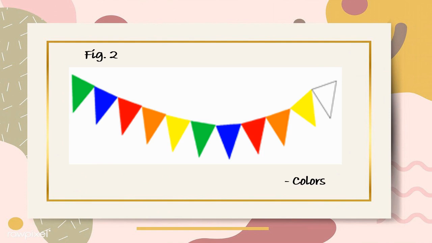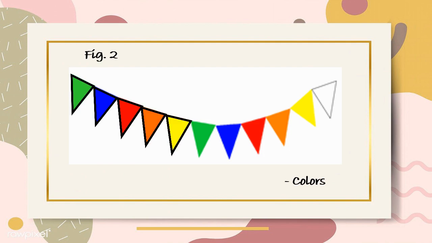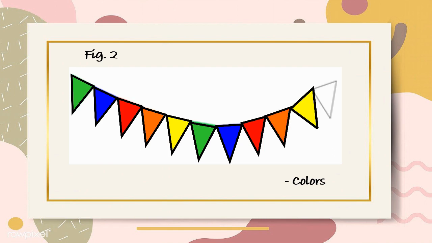Yes, that is correct. The colors of the banners. We have green, blue, red, orange, yellow, green, blue, red, orange, and yellow. So what would be the next color of the banner? Yes, very good. Based on the pattern, the next color would be green.